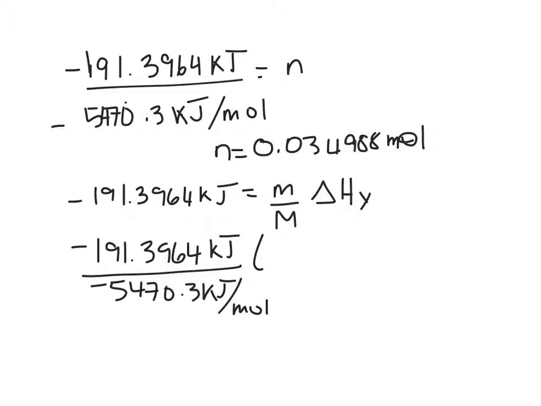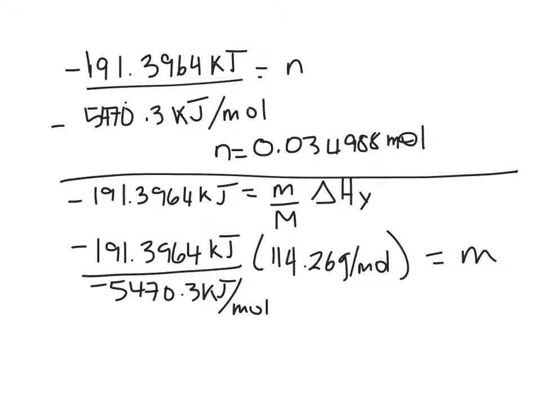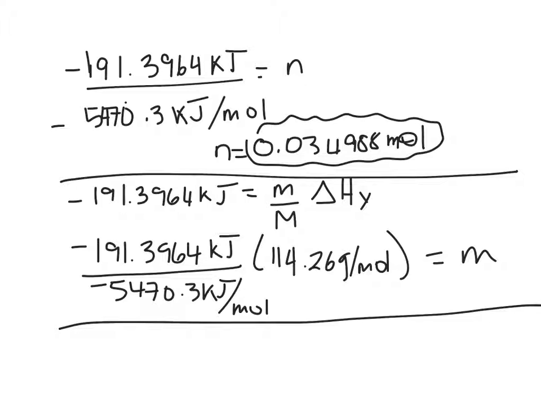What is the molar mass of octane? 114.26 grams per mole. So you could do it this way and solve for mass by substituting in mass over molar mass. Otherwise, you have to take the number of moles and substitute it into this formula. So moles times molar mass is mass.